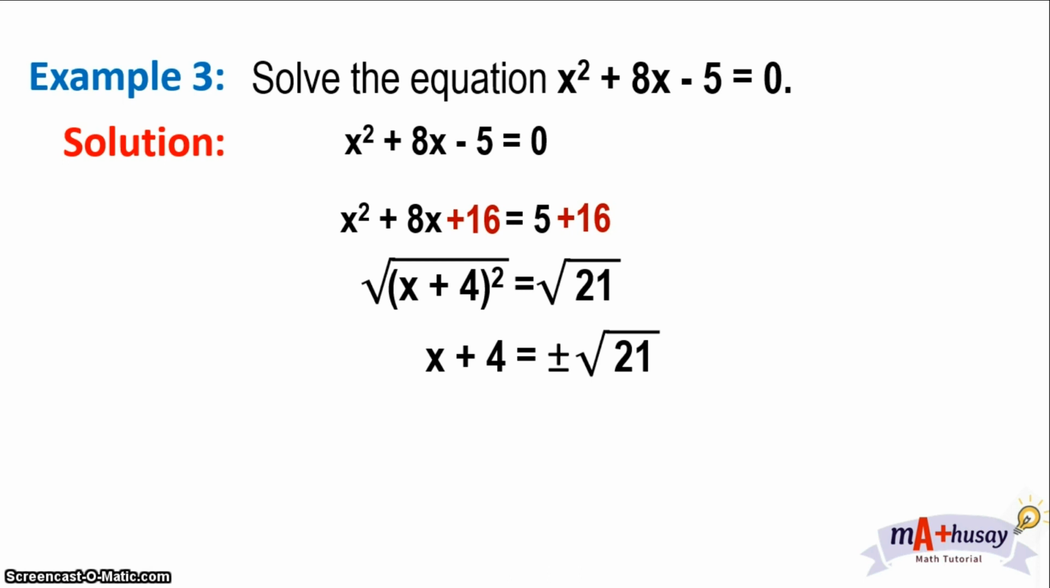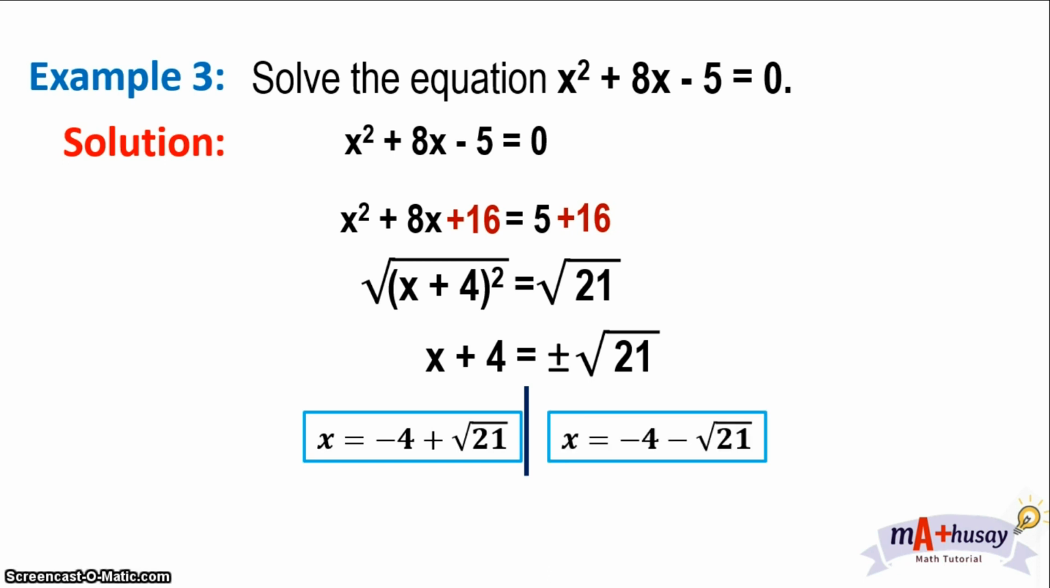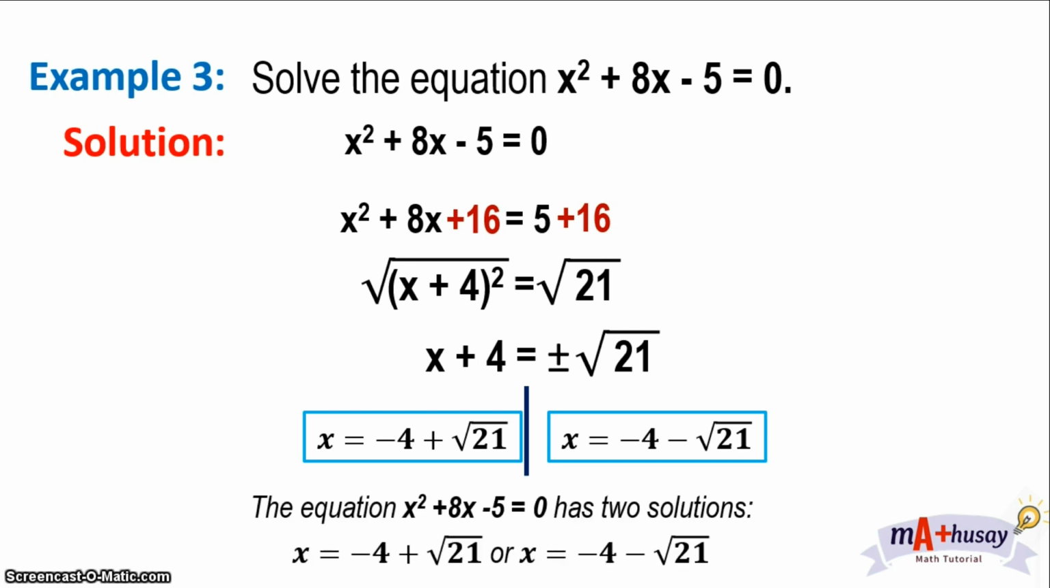So, we isolate again the variable x on the left side. So, the value of x is negative 4 plus square root of 21 at ang isa naman ay x is equal to negative 4 minus square root of 21. So, ganun lang siya kasimple. So, again, the solutions of the equation x squared plus 8x minus 5 are x is equal to negative 4 plus square root of 21 or x is equal to negative 4 minus square root of 21.